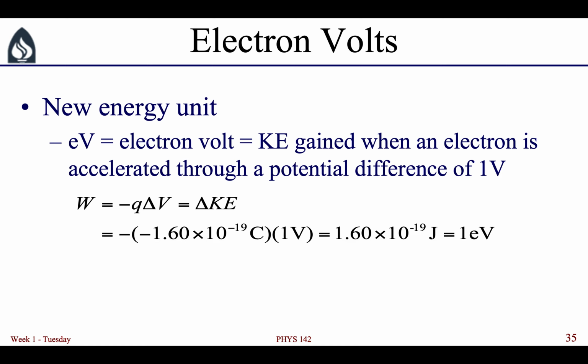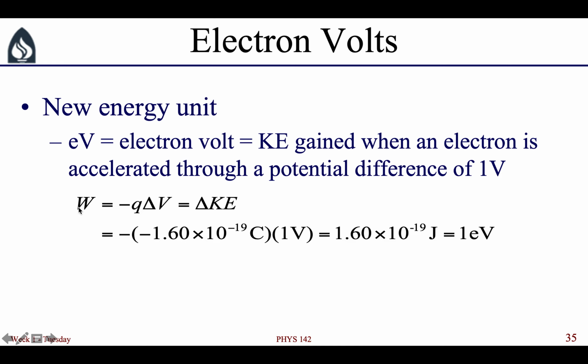Now it turns out that there is a very convenient energy unit that we use when we talk about charges being accelerated by electric fields. And this new energy unit is called the electron volt. It's defined as being the kinetic energy that's gained if an electron is accelerated through a potential difference of 1 volt. So we know that kinetic energy is equal to minus the charge times the potential difference.